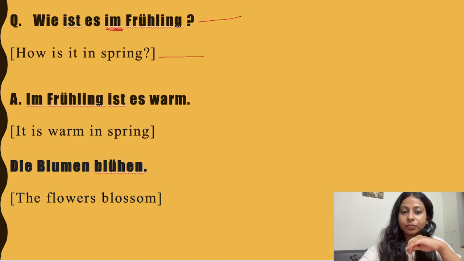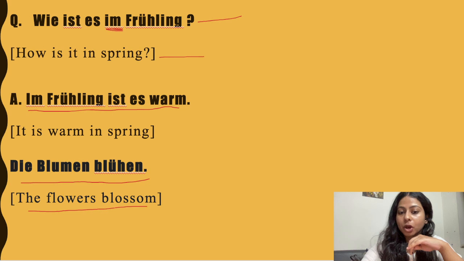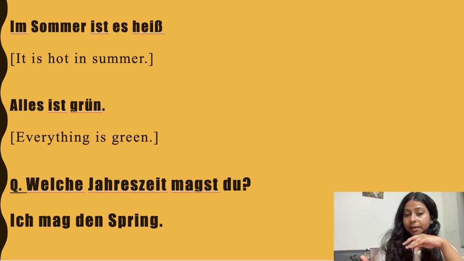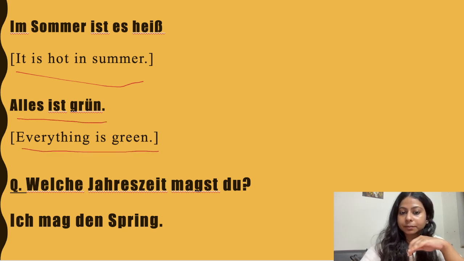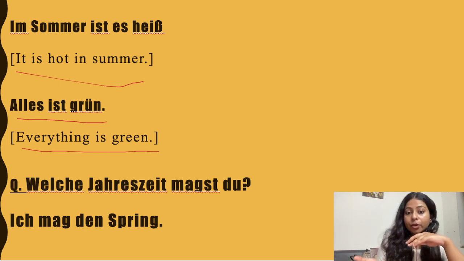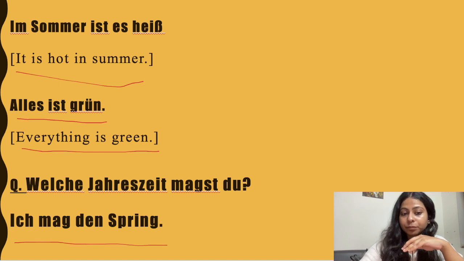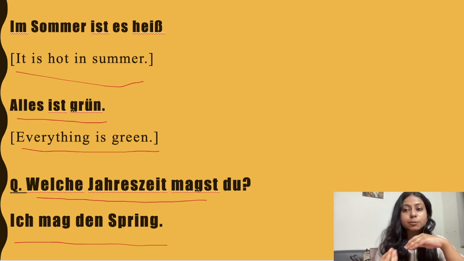Answer would be, im Frühling ist es warm. It is warm in spring. Die Blumen blühen. The flowers blossom. So, moving on. Im Sommer ist es heiß. It is hot in summer. Alles ist grün. Everything is green. If you are asked a question, welche Jahreszeit magst du? Ich mag, then spring. So, this question means, which season do you like? I like spring. You could say any season that you like.